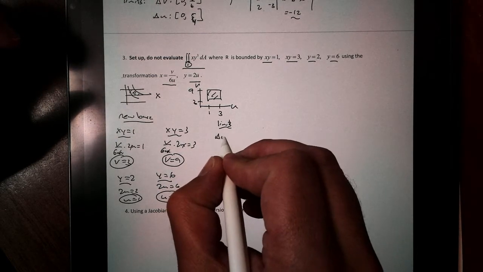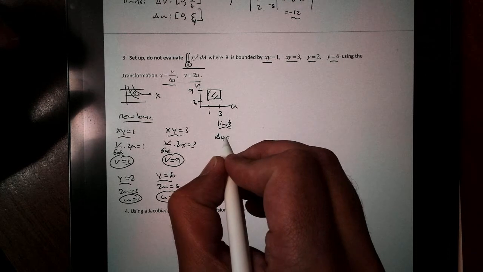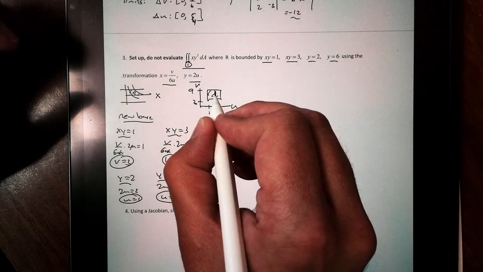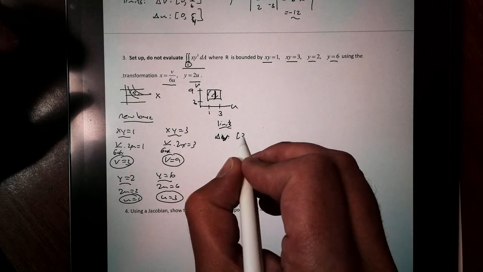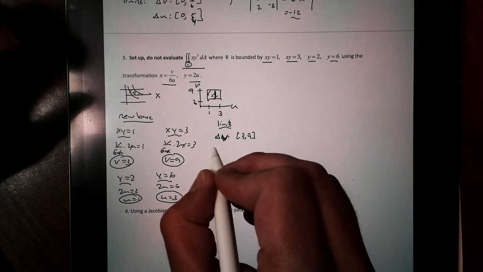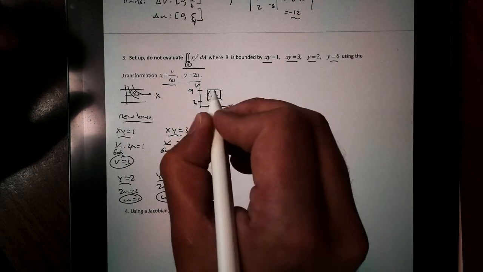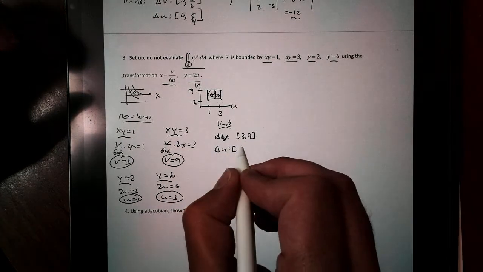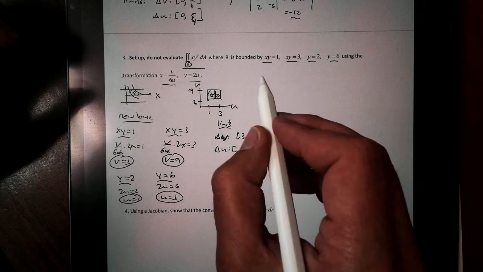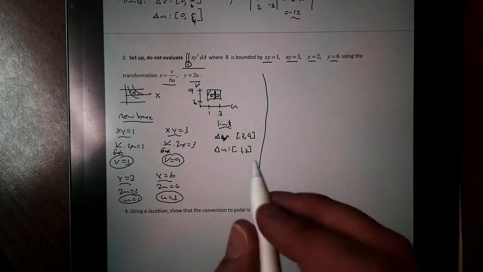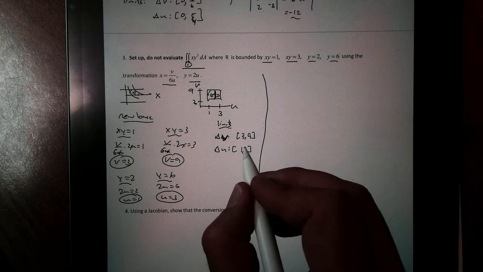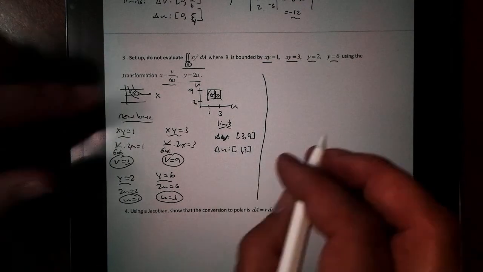My change in v, I can go vertical, goes from 3 to 9. And my change in u is going to move right and left from 1 to 3. Next, now we have to change the inside.